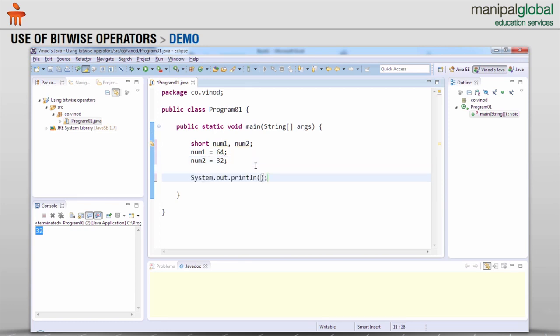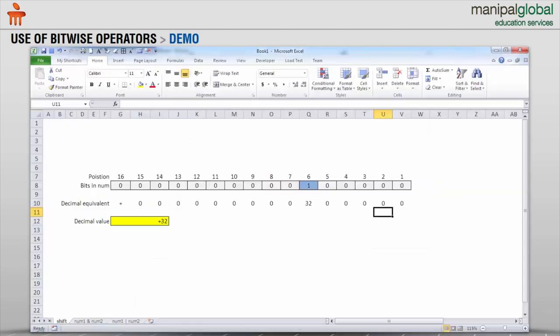So I'll perform an operation num1 & num2. Now, very importantly, you should observe that it is a single ampersand and not a double ampersand. Remember, double ampersand corresponds to logical AND, but this is a bitwise AND. Now, let's check what happens here with an example.